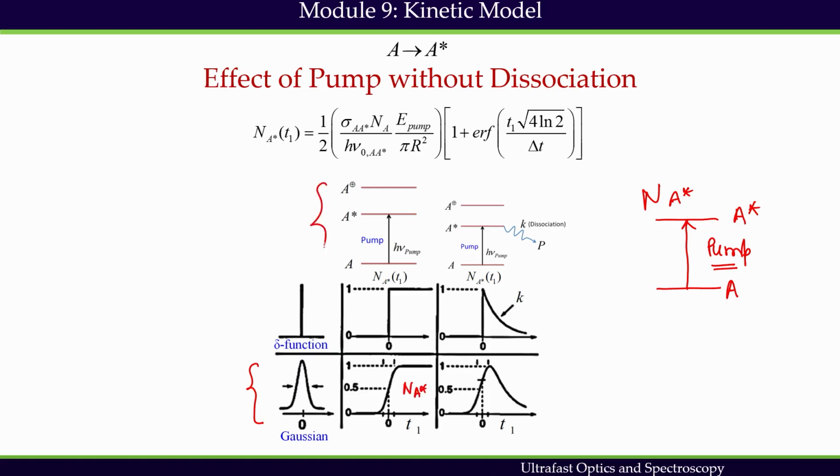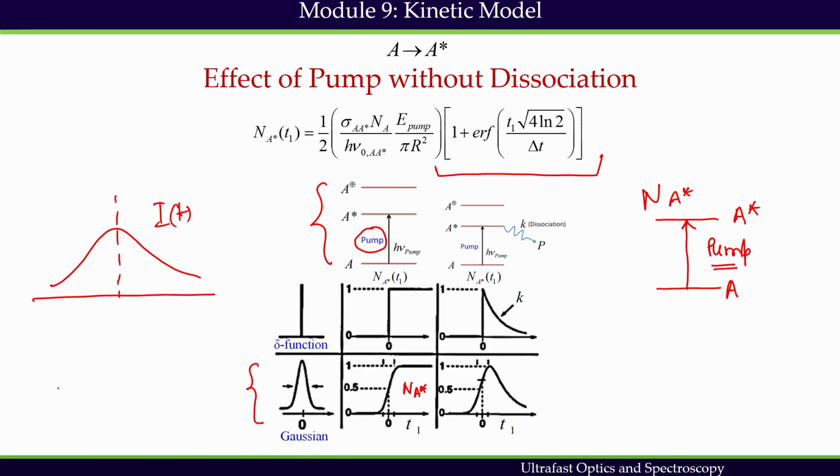this situation where we have only invoked the effect of pump, and the build-up signal depends on the error function, which is given by this equation as a function of T1. So, the basic idea is that I have a pulse time domain representation. This is the intensity profile of the pulse, and this build-up signal depends on the integration from minus infinity to any time t1, and this area under the curve is contributing to this build-up signal.